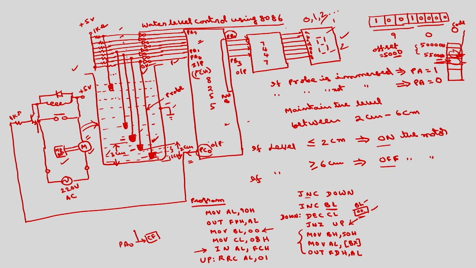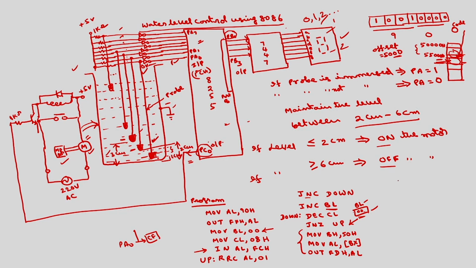Now to control this, I have to check whether the measured level is in between 2 centimeters to 6 centimeters or not. If it is below 2 centimeters, I will on the motor. If it is above 6 centimeters, I will off the motor. Okay. Further the program will be.